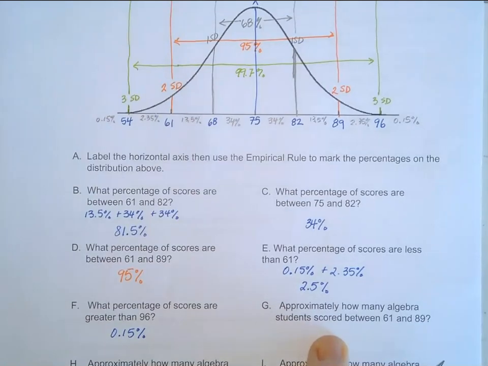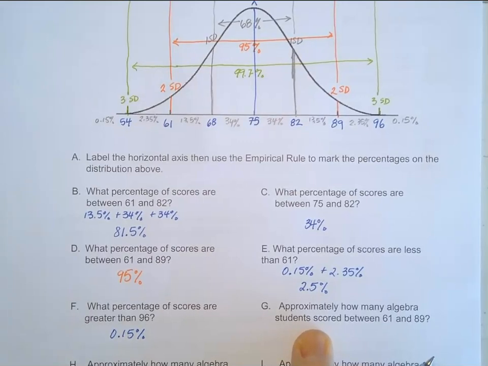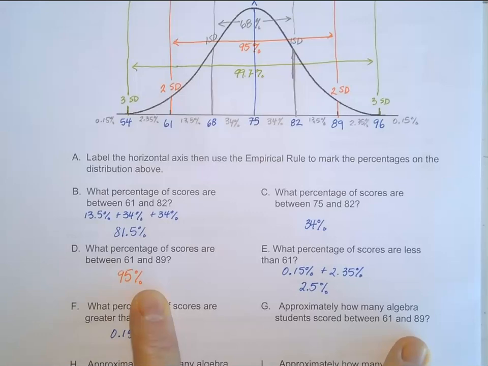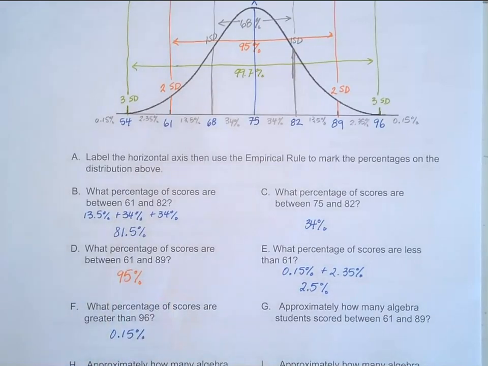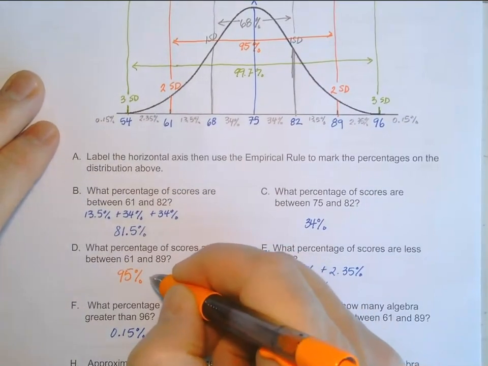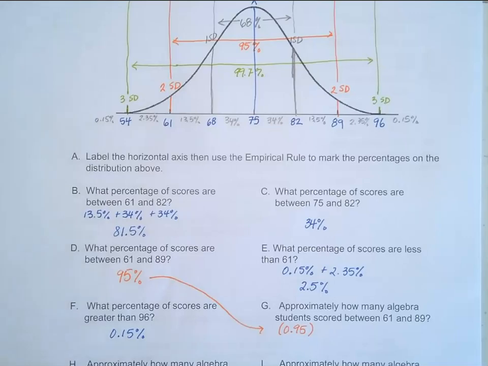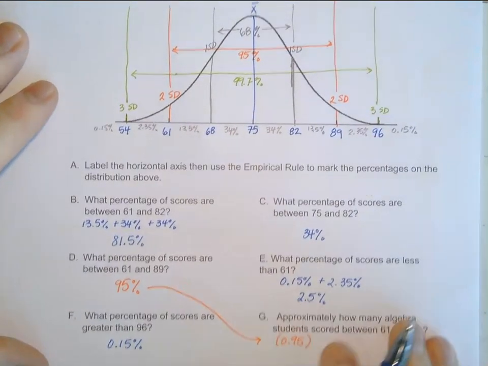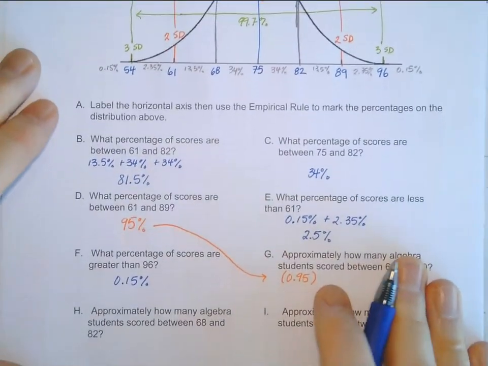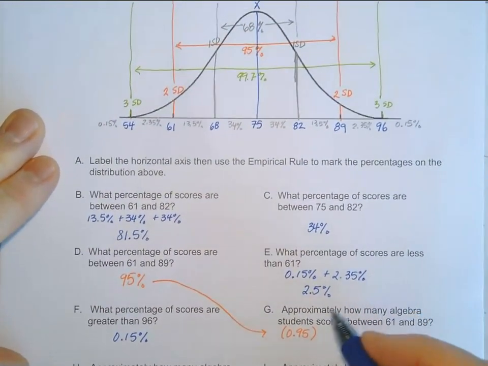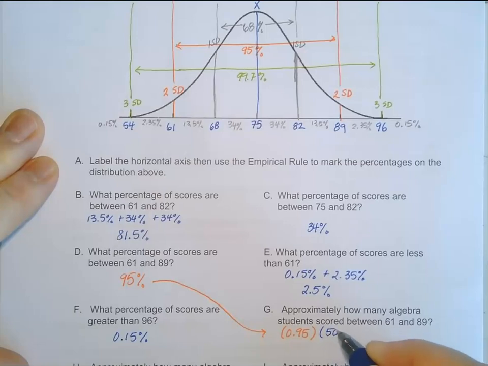Okay, now it's switching just a little. Now instead of asking for the percent, it says how many students, right? How many algebra students scored between a 61 and an 89? Wait, didn't we already find the percent here that was 61 to 89? Do you see that? So I'm going to take this number here and change that to a decimal, 0.95. That represents the 95%. And then how many students were there? Well, if we look back up here, there were 500 freshmen. So this is going to be times the 500 freshmen.